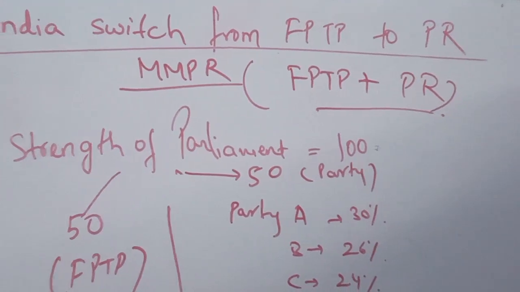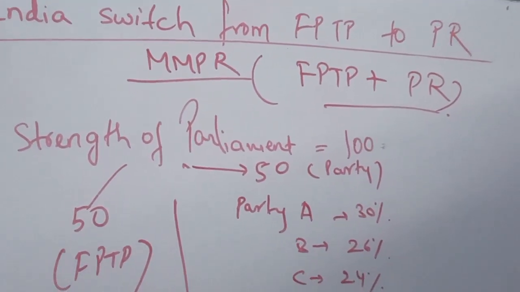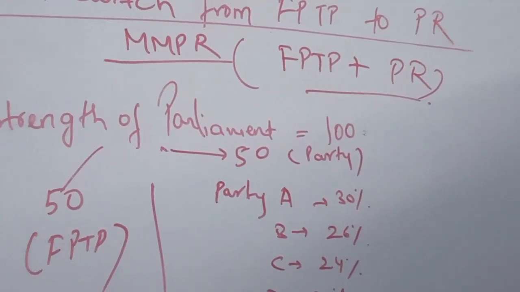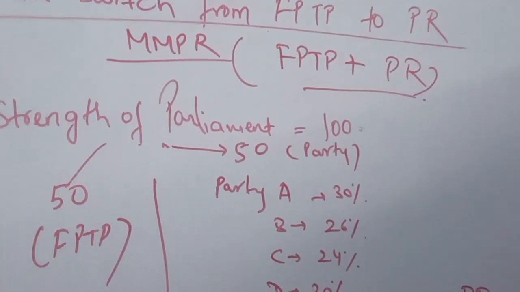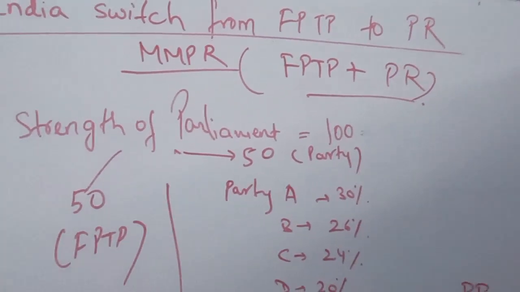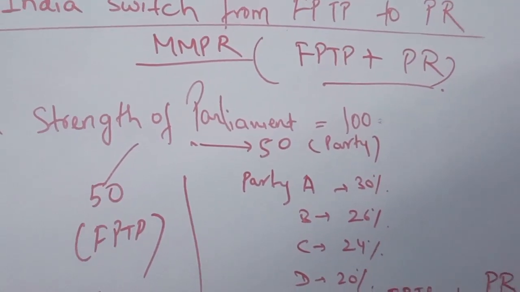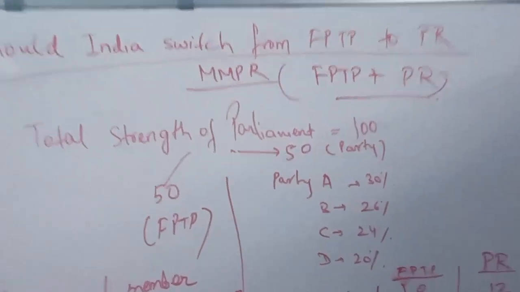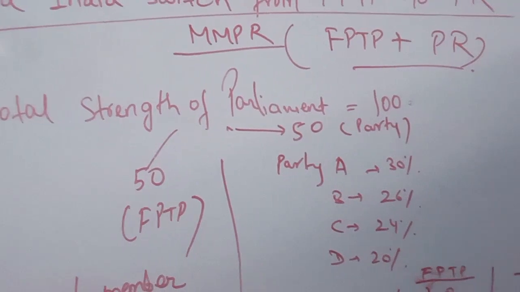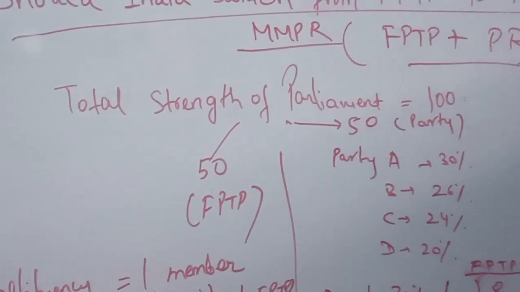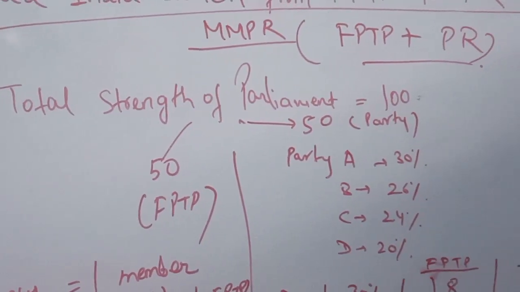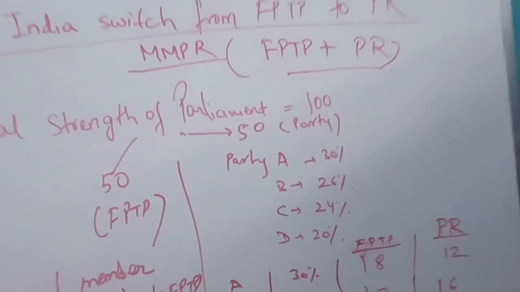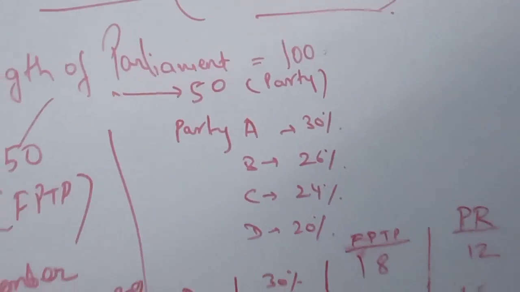So basically, this mixed member proportional representation is a type of voting election system in which, for a particular constituency, a voter actually votes for two things. One, the candidate will be selected based on FPTP, and secondly, the voter votes for a party also. That party will be selected based on proportional representation.